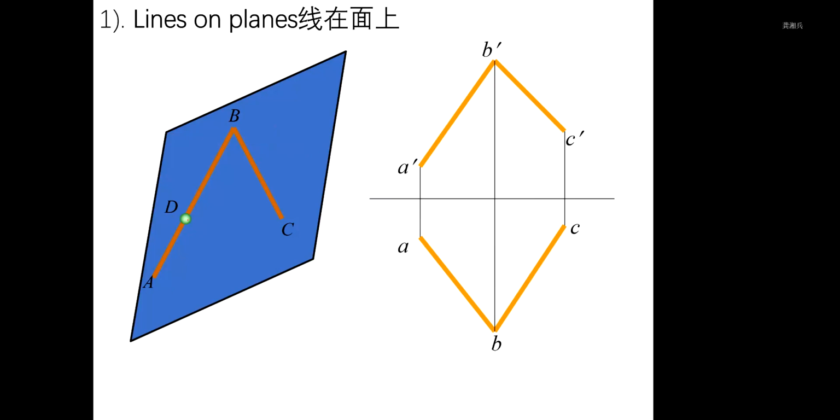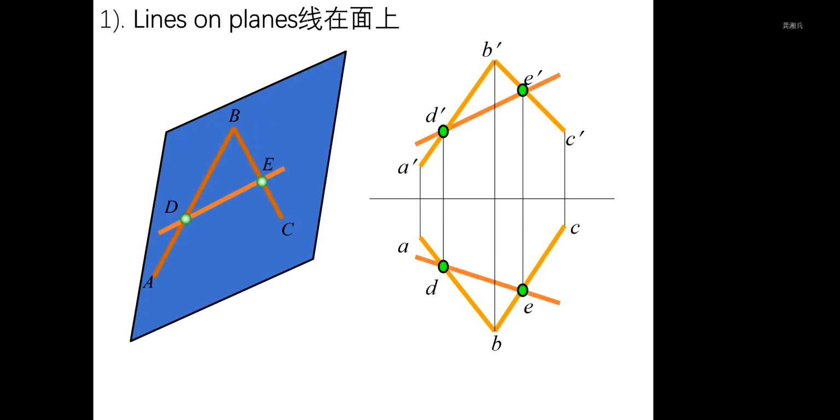So you can find the point D on the plane, and another point also on the plane. That means this line DE belongs to the plane. In this picture, you extend here. Remember this one: all the intersection points should be on the intersection line.